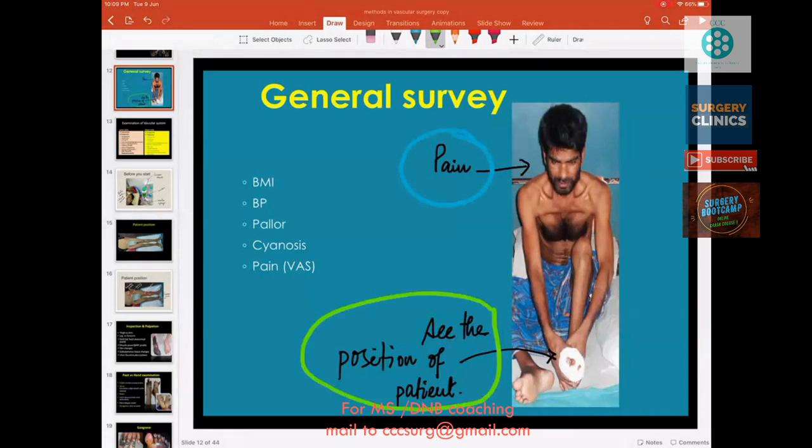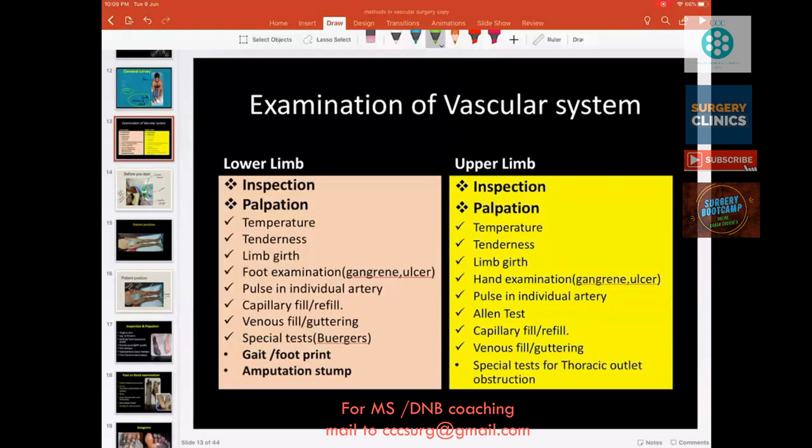So remember, also talk about the pain score, which is usually 10 out of 10, and give the patient an analgesic because he's screaming in pain. Beyond that, you are going to take the others. Now, how to write in an exam?